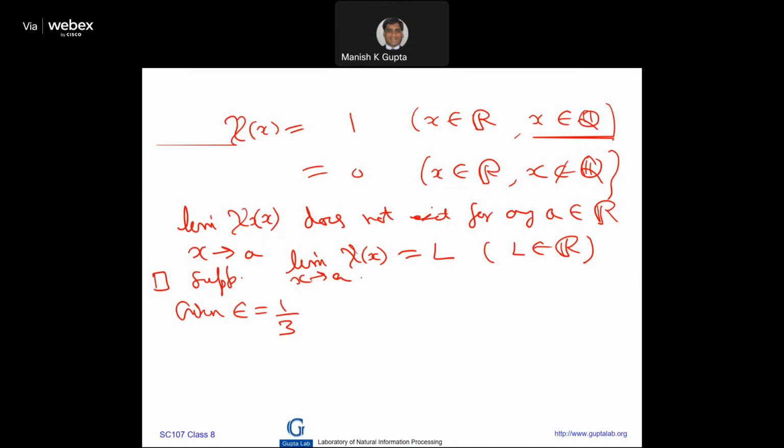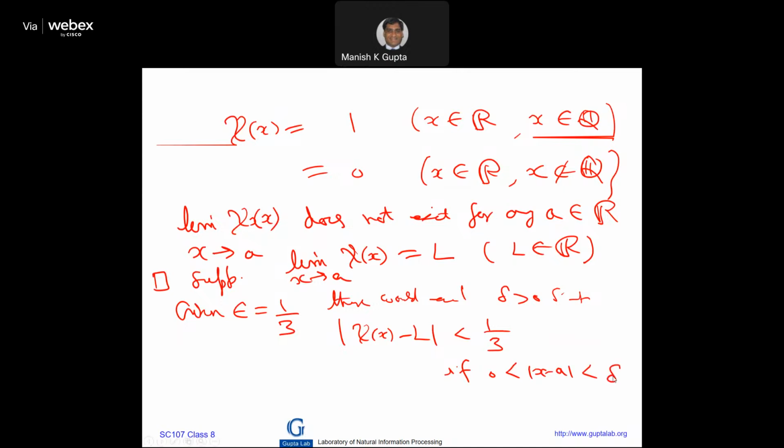Given epsilon equal to 1 by 3, there would exist a positive delta such that, by definition, mod of chi of x minus L is less than 1 by 3 if 0 is less than mod of x minus a is less than delta. I have only written the definition of the limit, right? I'm just computing the limit of the function chi of x as x tends towards a.